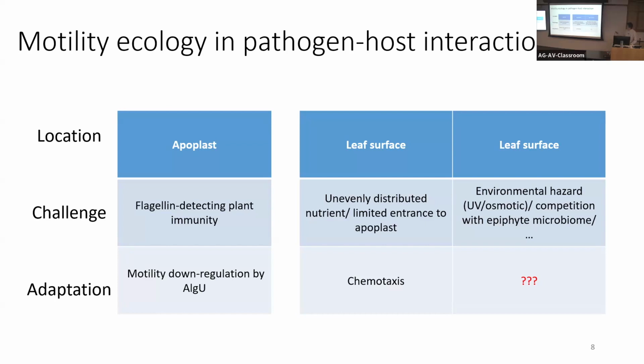But there are also other known challenges on the plant surface, such as the environmental hazard from the sun, the UV light, and Steve Lindow's group has also shown that there's very high osmotic stress on top of that. And another thing that hasn't been discussed a lot in the literature is that on the plant surface, you can have competition with the epiphyte microbiome. We don't yet know a whole lot about what the bacteria is doing to cope with those challenges. But as a small spoiler, I think we have found some evidence in our screening, and later I will show you the data that they might have some mechanism already in place for that.